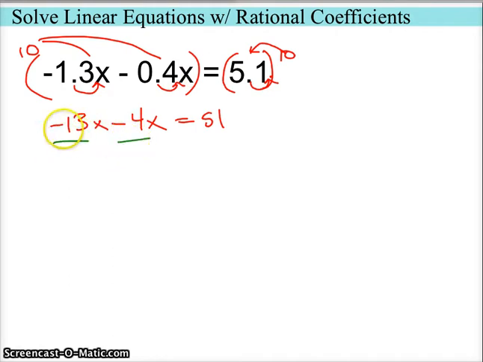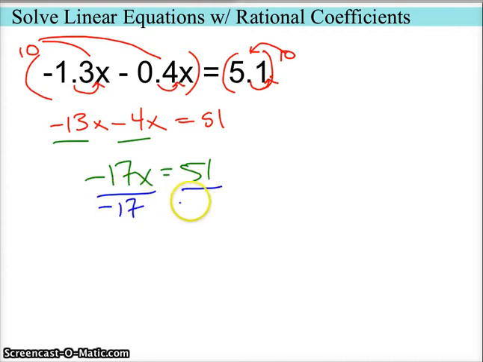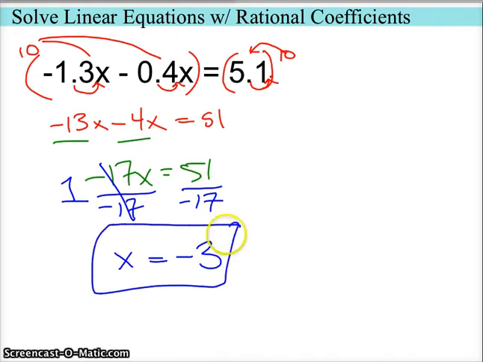Collect our like terms, so negative 13 minus 4 gives us negative 17x equaling 51. There's no addition or subtraction to undo, so now we'll undo the multiplication by dividing by the inverse. And what we do to one side, we do to the other. Negative 17 divided by negative 17 makes a 1, and 1 times x is x. And positive divided by negative is negative. 51 divided by 17 is 3. So there's our solution. You can compare that to the last video, with the process of working it using just the decimals.